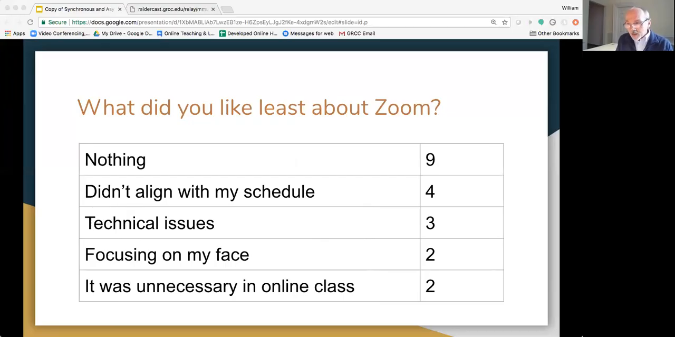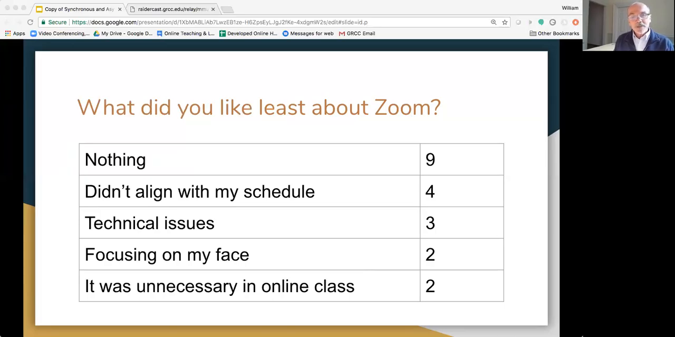What did you not like, or what did you like least about Zoom? I think it was positive that the majority of students actually took the time to say they liked nothing least about using Zoom. And the one thing that was a concern for some students, and they made this in the comments, was that it didn't align with their schedule.